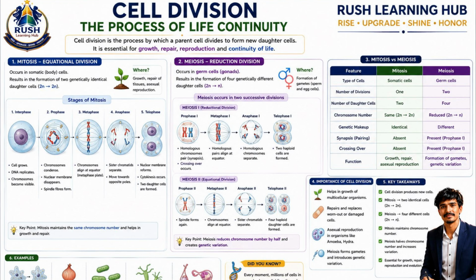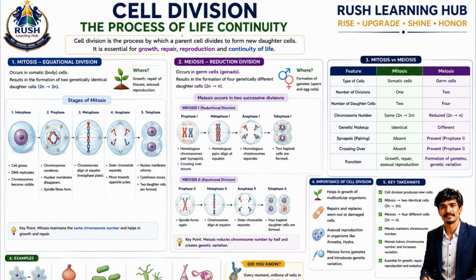Every living organism begins life as a single cell. A tiny fertilized egg gradually divides again and again to form millions and eventually trillions of cells that make up a complete organism. Without cell division, growth, repair, reproduction, and continuity of life would not be possible.